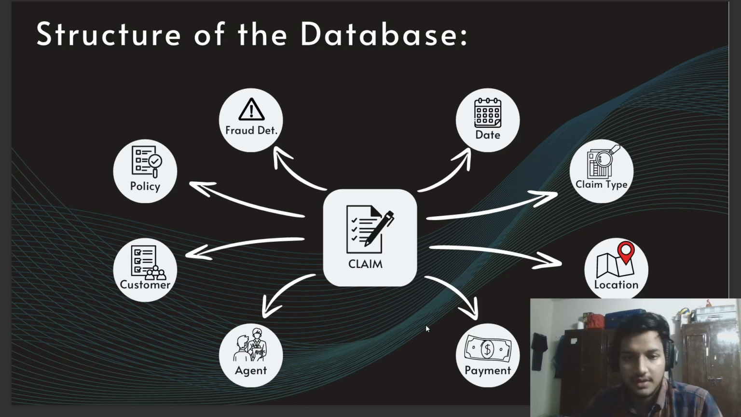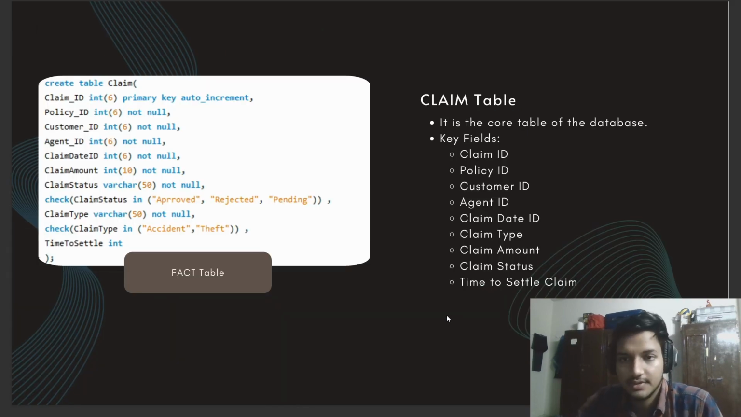So now let's move to the structure of how this whole database is built. On the screen, you can see the SQL code for the claim table. The claim table has the following columns: claim ID, policy ID, customer ID, agent ID, claim date, claim amount, status, where status has a constraint to check that it must be approved, rejected, or pending.